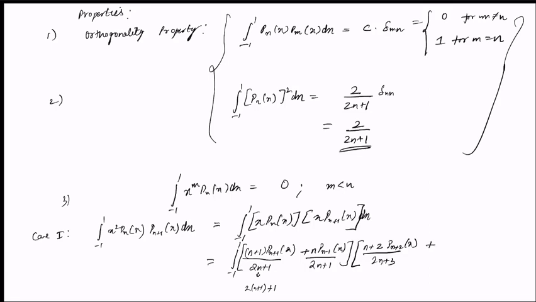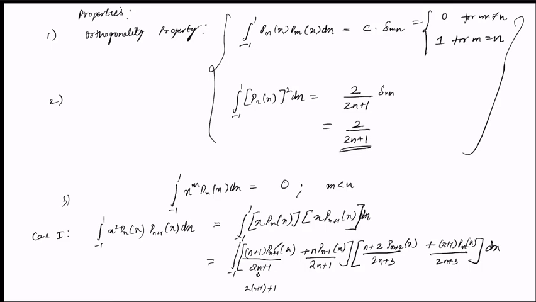Similarly, just replace n with n plus 1, so p of n plus 1 minus 1 will be n, and this will be 2n plus 3.